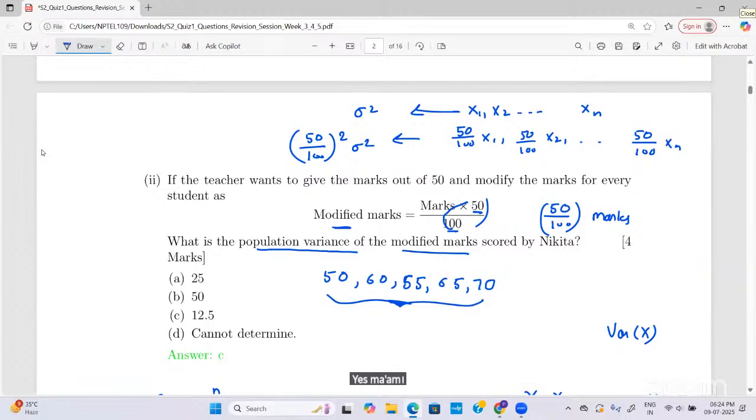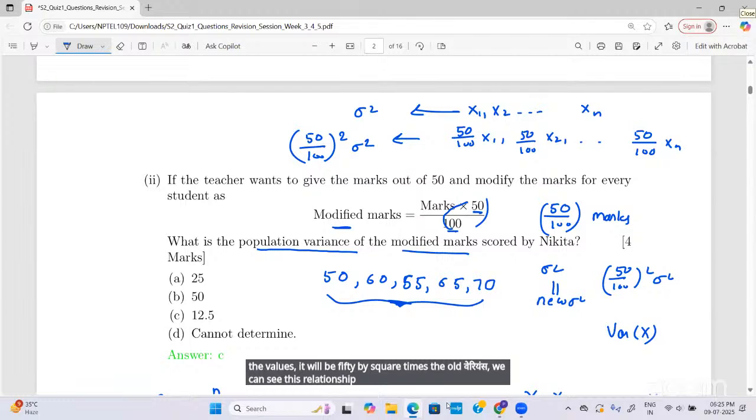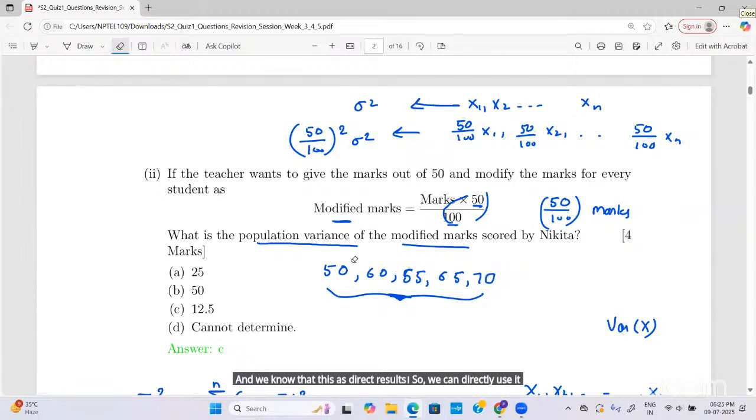You will have some old variance and new variance. When you look at both values, the new one will be 50 by 100 squared times the old variance. You can see this relation, so you can verify it. We know this as a direct result, so we can directly use it. Is this clear?